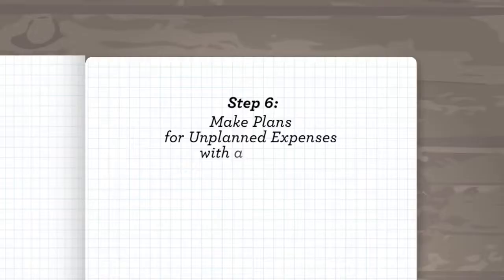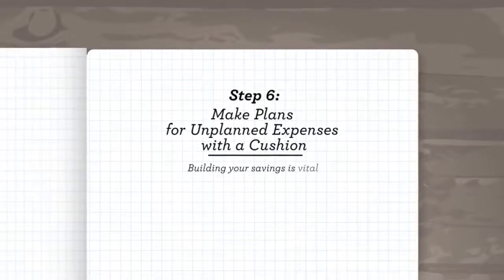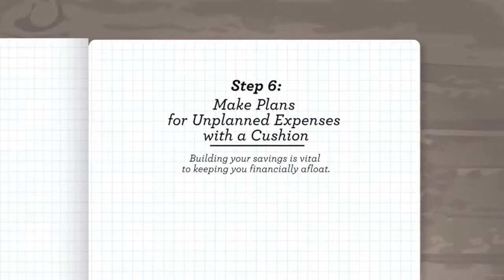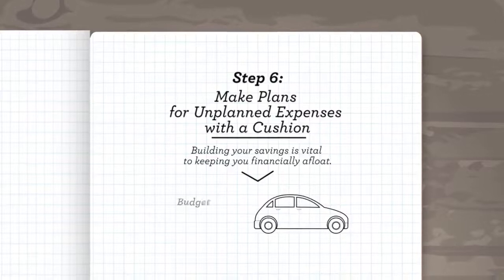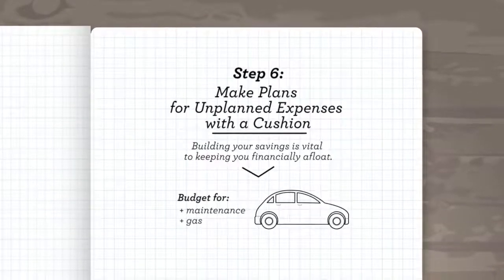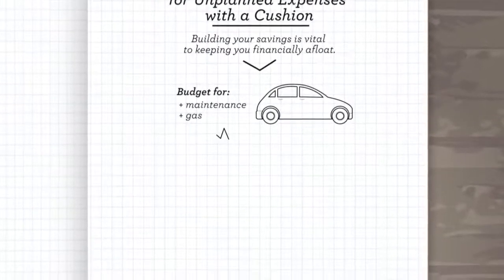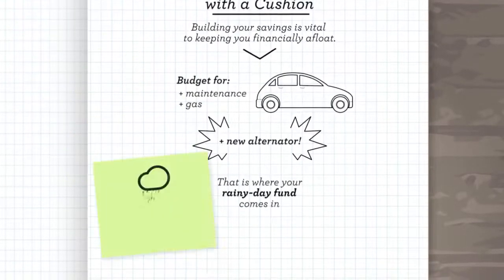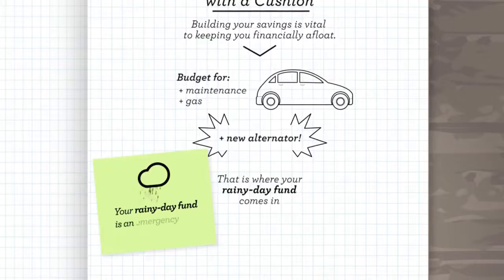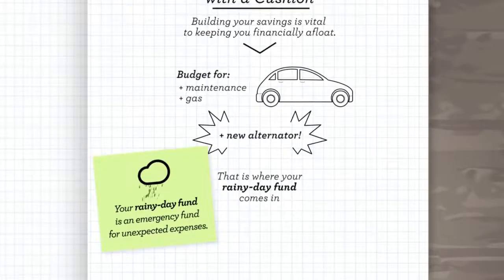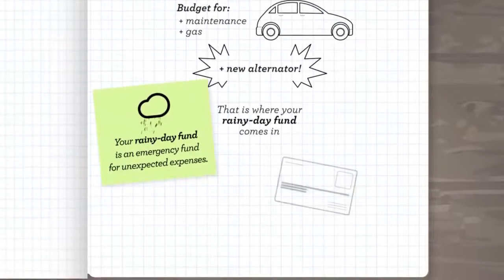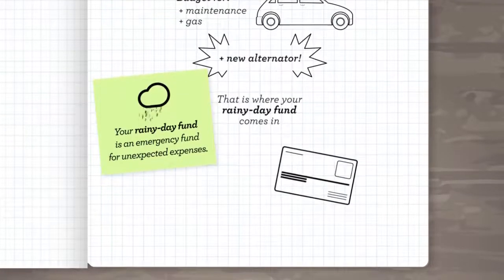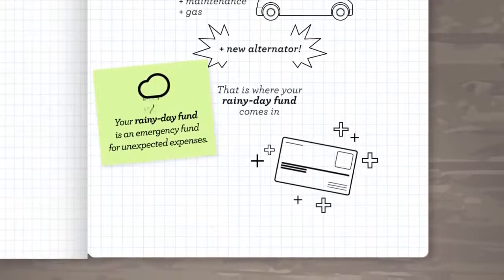Step 6. Make plans for unplanned expenses with a cushion. Building your savings is vital to keeping you financially afloat. If you have a car, you probably budget for maintenance and gas, but you might not budget for a surprise expense like a new alternator. That is where your rainy day fund comes in and saves the day. Your rainy day fund is an emergency fund for unexpected expenses. Without these savings, you may have to use a credit card, and that could turn into a more costly expense if you cannot pay it off right away.